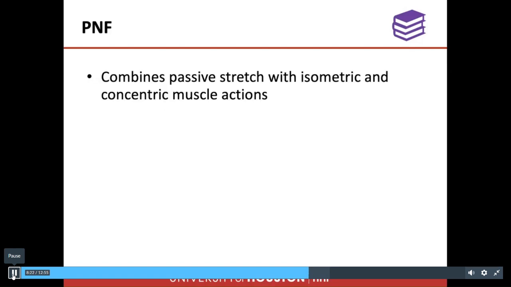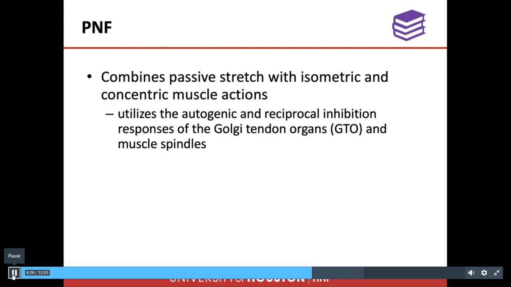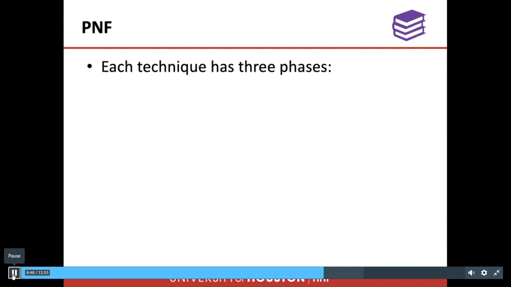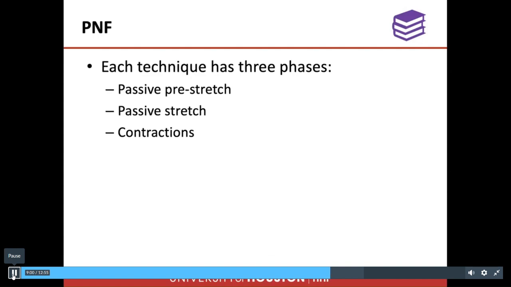PNF combines passive stretch with isometric and concentric muscle actions. It utilizes the autogenic and reciprocal inhibition responses of the Golgi tendon organs and the muscle spindles. There's 3 techniques: hold relax, contract relax, and hold relax with agonist contraction. No matter which of these 3 techniques are used, there are 3 phases of it. So 3 techniques with 3 phases. There's a passive pre-stretch, followed by a passive stretch, and then contractions.